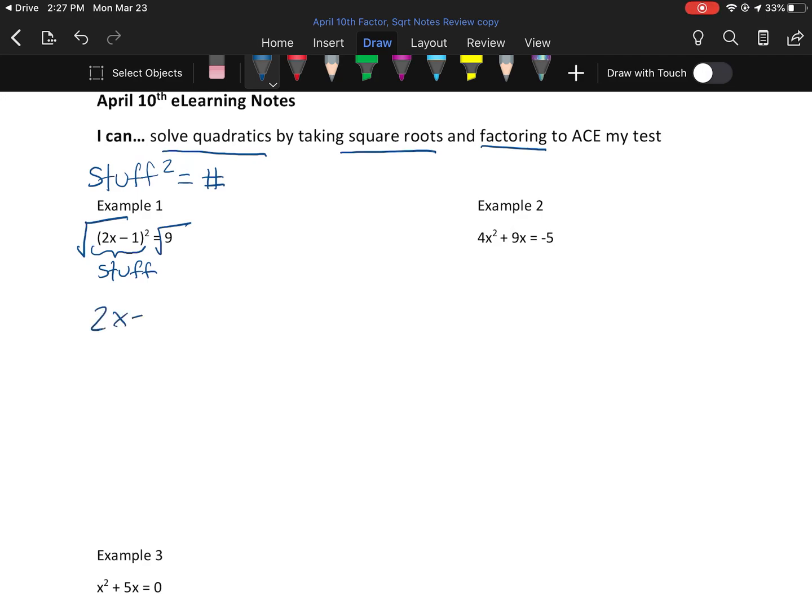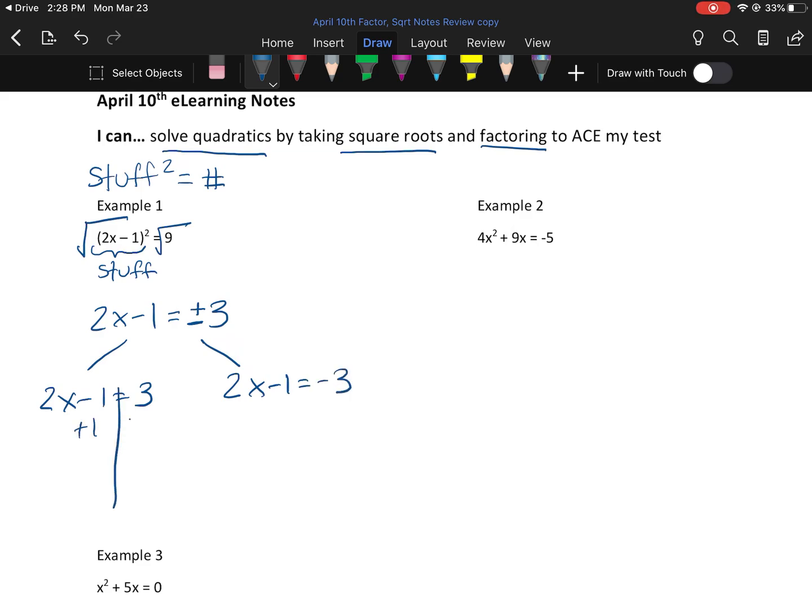That's going to leave me with 2x minus 1 is equal to not just a positive 3, but also a negative 3. So I'm going to write it as plus minus 3. This isn't good enough though. We want to know what x is. So I'm going to split this up into 2 different problems. I could have 2x minus 1 is equal to a positive 3, or we could have 2x minus 1 is equal to a negative 3.